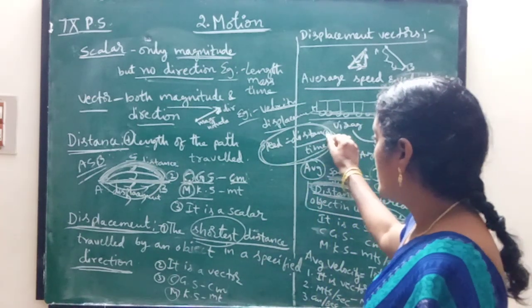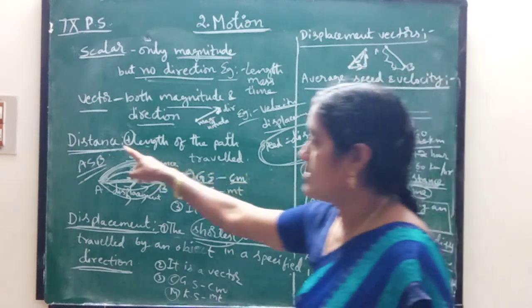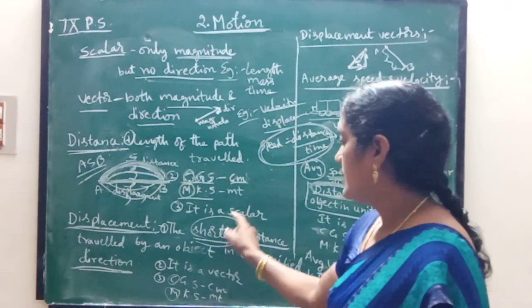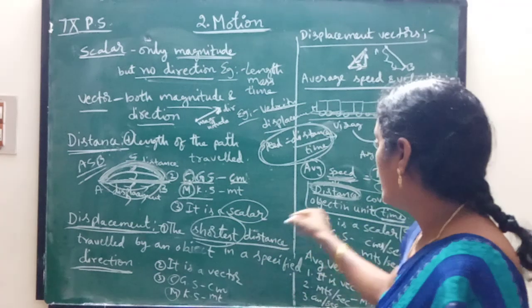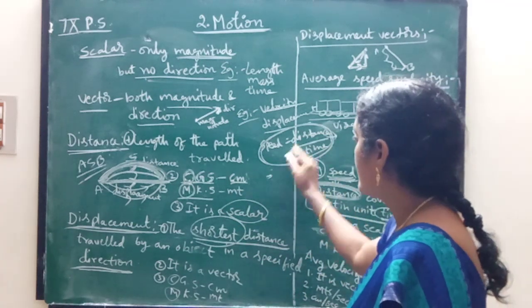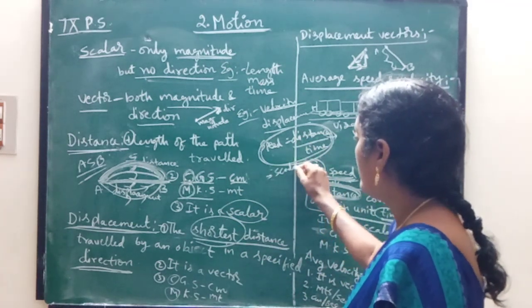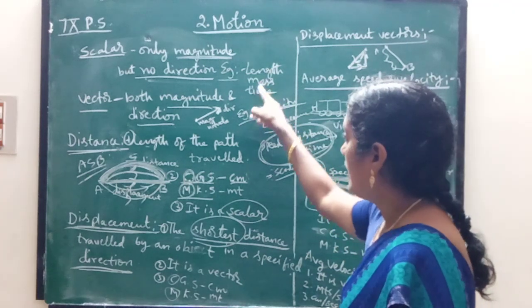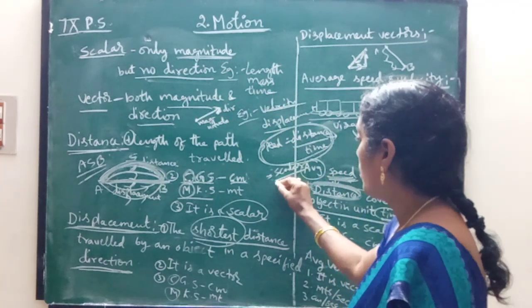So for that one, first take the distance. Distance is a which quantity, children? Distance is a scalar quantity. So here distance is scalar. And what is the time, children? Time is also a scalar quantity.